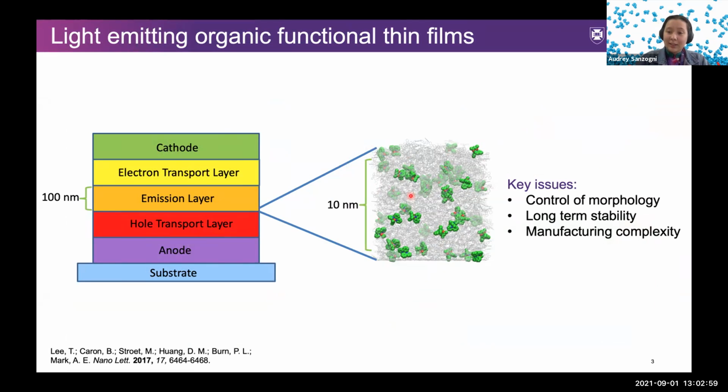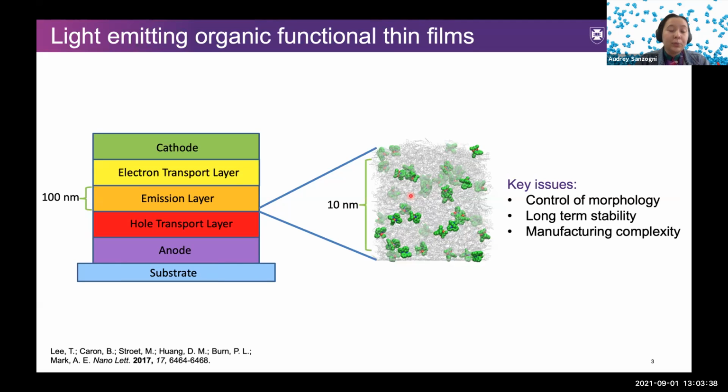The reason is that there are a couple of key issues that we have to contend with, such as the control of the morphology. These devices' function and efficiency is heavily dependent on the morphology, the long-term stability of these devices, and the manufacturing complexity. We can make these devices with quite high efficiency with vacuum deposition, but that's expensive. Or we could use solution processing, but then we lose the fine control of the morphology of these devices that gives them that high efficiency. So there seems to be a balance that needs to be struck there.